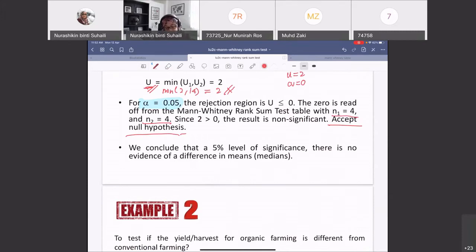We can conclude that at 5% level of significance, there is no evidence of a difference in means. You can say also there is no difference between the mean of sample A and sample B. There are various ways to write it, but this is one of them. No evidence of a difference means that there is no difference, actually. So that is the conclusion. Any questions so far?